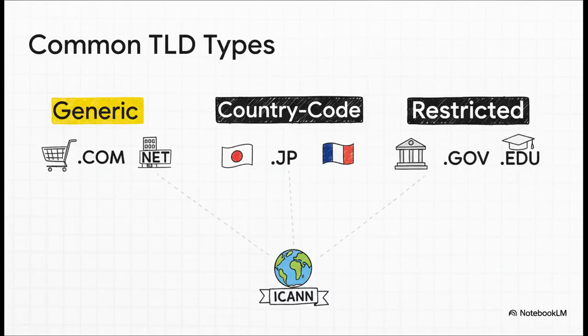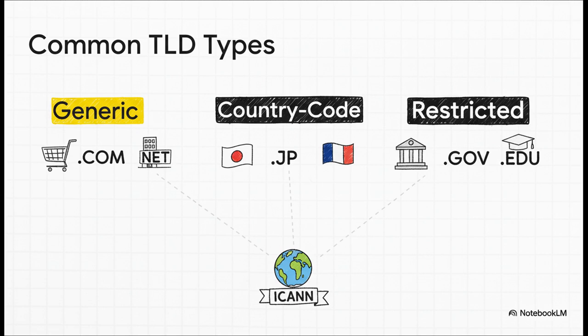Now, these top-level domains come in a few different flavors. You have your generic ones like .com or .org, you've got country codes like .jp for Japan, and there are even restricted ones like .gov, which is only for government bodies. This whole system is coordinated by a global nonprofit called ICANN, which basically keeps it all organized and running smoothly for everyone.